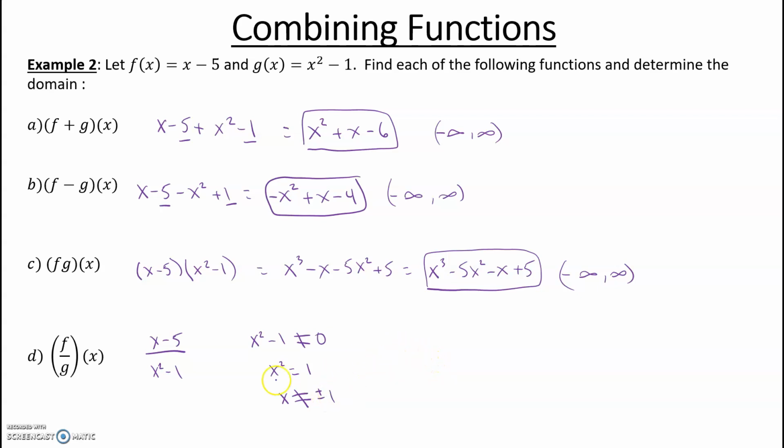So let's write our domain. So we're going to start off with negative infinity. We're going to go all the way to negative 1. We cannot equal negative 1, so we're going to leave that open. And then we're going to pick up at negative 1, and we're going to go all the way to positive 1. Again, can't equal positive 1, but we want everything in between. And then we'll pick back up at positive 1 and travel all the way to infinity. All right, and that's it for those. Yes, so there's your answer for that one.